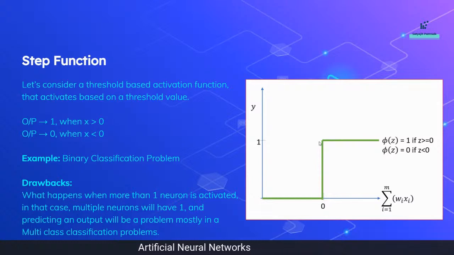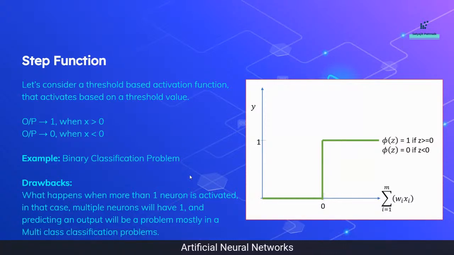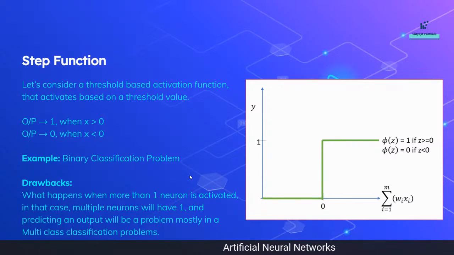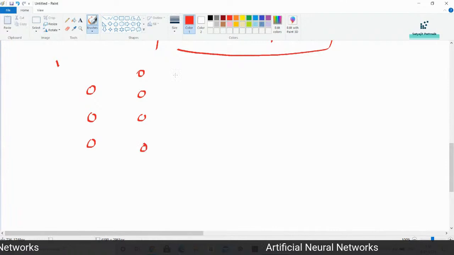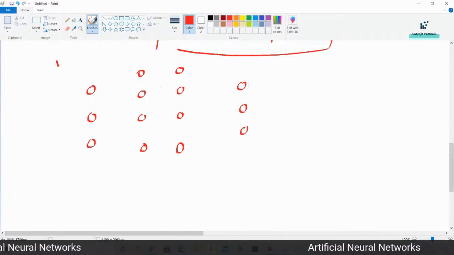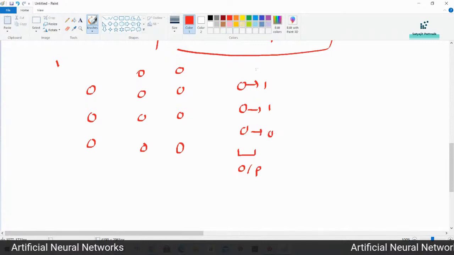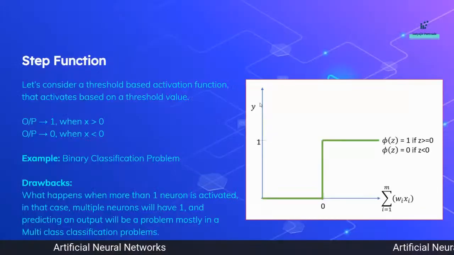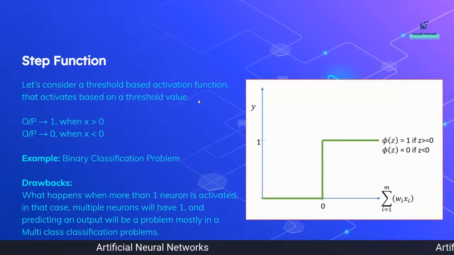The drawback of the step function is, what happens when more than one neuron is activated? Multiple neurons will have a value of 1, and predicting an output will be a problem, mostly in a multi-class classification problem. Let's say I have three input neurons, four neurons in my hidden layer, two hidden layers, and it's a multi-class classification problem, so we have three neurons in my output layer. In case this value is 1, this value is also 1, and this value is 0, how will you predict whether it is class A or class B? So this is a drawback of the step function. If you want to use it in practical applications, you can use it in binary classification problems.